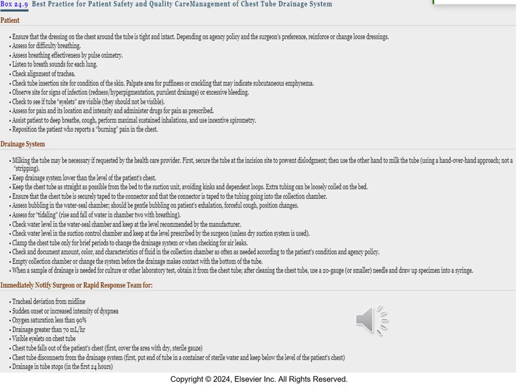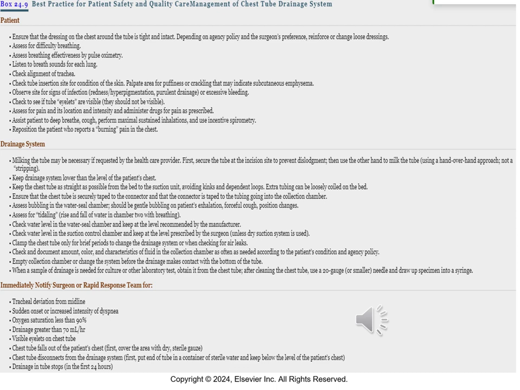Now we will review best practice for patients regarding chest tube drainage system from your book, box 24.9. You want to ensure that the dressing on the chest around the tube is tight and intact. Reinforce or change per surgeon or agency policy. Respiratory assessment: assess for any difficulty breathing, breathing effectiveness by pulse oximetry, what's their O2 sat, listening to see how breath sounds are, if they're improving with the application of the chest tube drainage system, and check for tracheal alignment. Any deviation of the trachea could also be an indication of a tension pneumothorax.